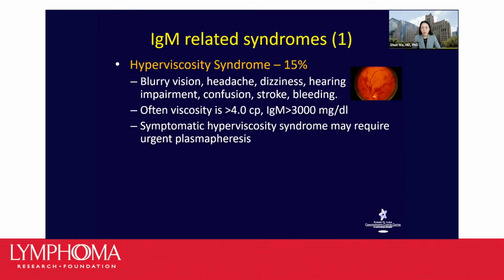The IgM-related hyperviscosity syndrome usually only occurs when the IgM protein is above 3,000. I'm going to show you in the next slide how it's directly related to the IgM level. And I do want to stress that patients who present with symptomatic hyperviscosity syndrome, this represents a medical emergency. It requires urgent treatment, most commonly urgent plasmapheresis.